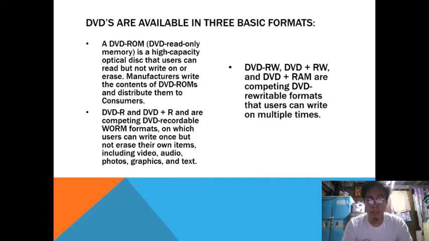A DVD-ROM, DVD read-only memory, is a high-capacity optical disk that users can read but not write on or erase. Manufacturers write the contents of DVD-ROMs and distribute them to consumers. DVD-R and DVD+R are competing DVD recordable WORM formats on which users can write once but not erase their own items, including video, audio, photos, graphics, and text. DVD-RW, DVD+RW, and DVD+RAM are competing DVD writable formats that users can write on multiple times.